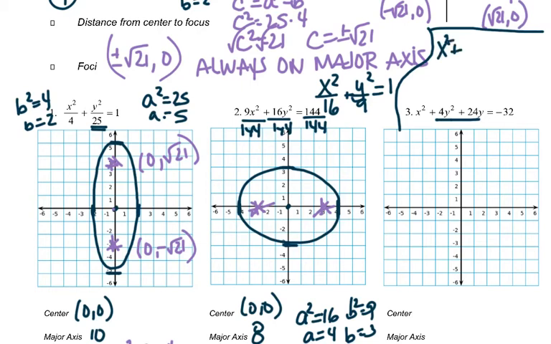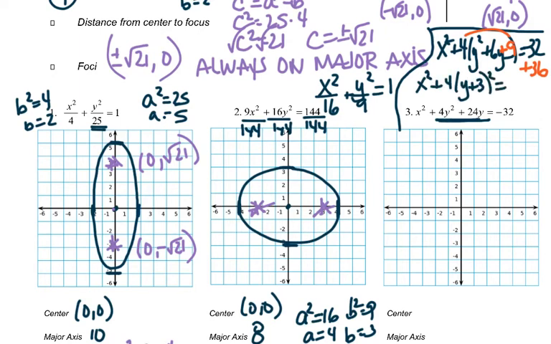X squared is good, but what am I going to do with this? Right, pull out a 4, 6y, leave a blank, equals negative 32. What gets added to both sides? Half of 6 squared is 3, 3 squared is 9, which is really a 36. So I'm going to get x squared plus 4 times y plus 3 squared equals 4. And I'm still not totally done. I have to divide everything by 4. So my final equation: x squared over 4 plus y plus 3 squared over 1 equals 1.